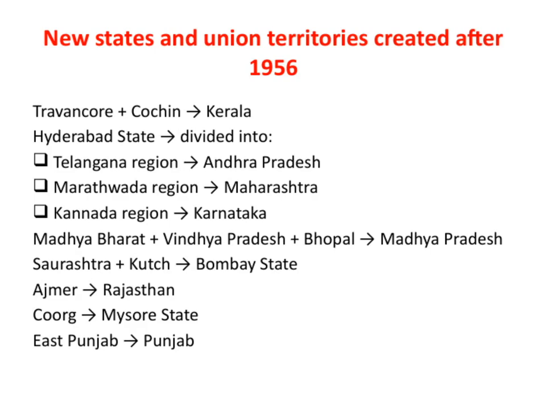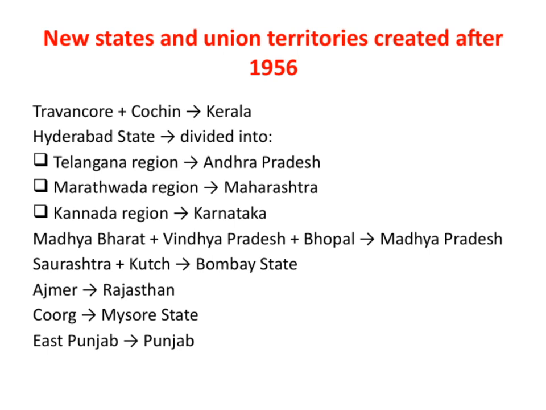So let's take a closer look at how the states in India evolved over time. Initially, regions like Travancore and Cochin merged to form what we now know as Kerala. Similarly, Hyderabad state was divided into several parts. The Telangana region became part of Andhra Pradesh, the Marathwada region joined Maharashtra, and the Kannada-speaking areas integrated into Karnataka.